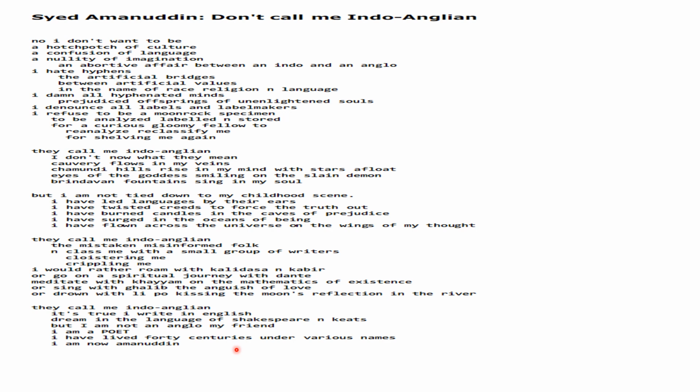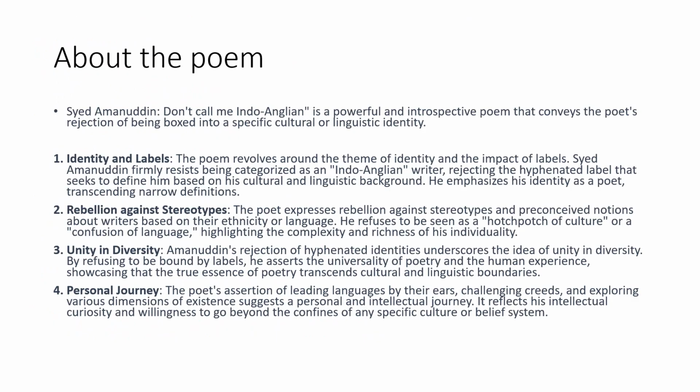He has a problem with being labeled and categorized, as he wants to be a poet. He just wants to be a poet who can express universally, who can feel universally. He doesn't want to get into any label. So that's what the poem is all about. I hope it's clear. Now let's understand in a little more detail by talking about the major themes of this poem.